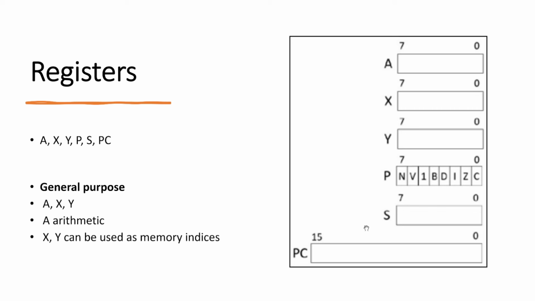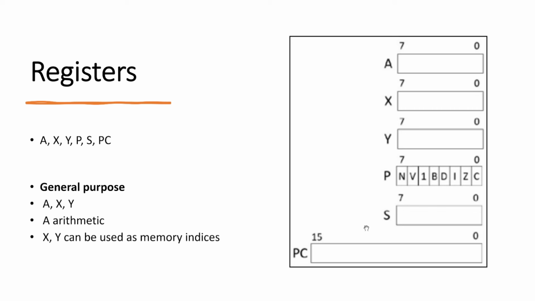P, S, and PC are registers that are rarely used directly, or to be more precise, they are designed for the special use of the processor itself. And I'm going to go into details of what they mean.